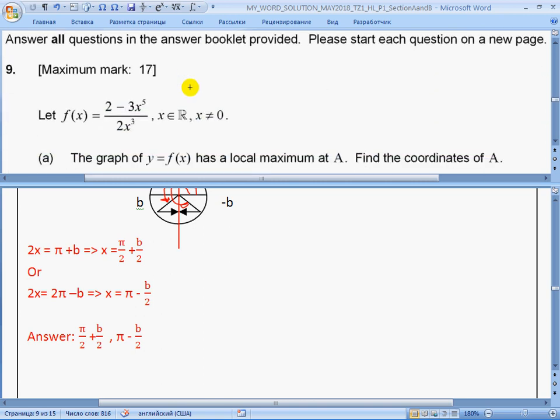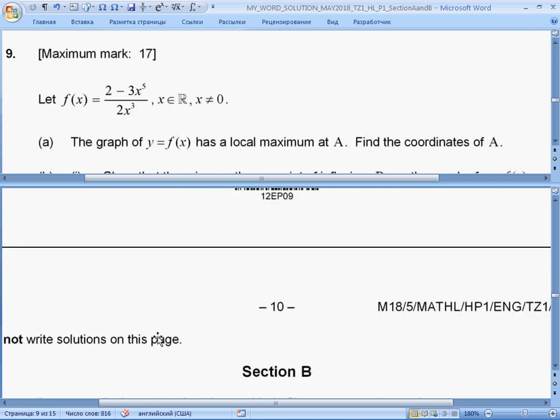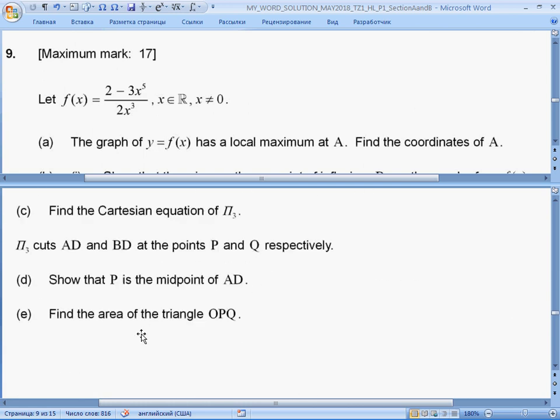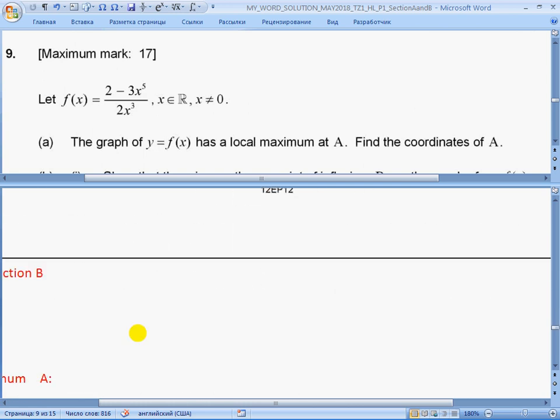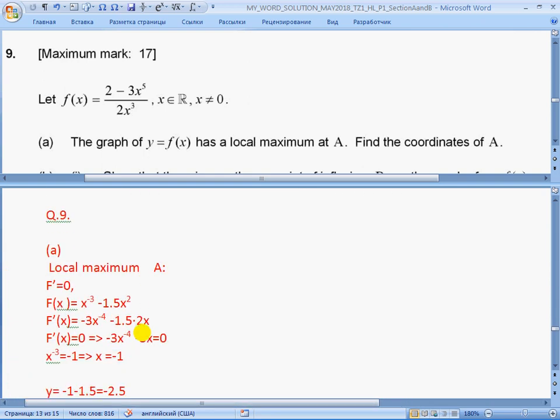Section B. Question 9. It should be done on a separate paper. I have the solution in the end. Let's find the solutions. Here are my solutions. Okay, very good.